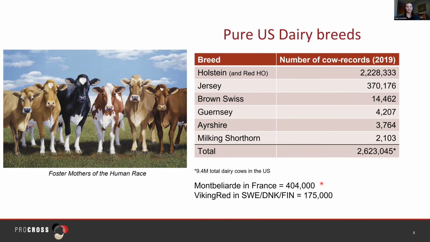The Montbelliard in France comes in with 404,000 cows in milk recording. So actually they're even a larger population than the US Jersey population is today. And then we have the VikingRed across the three countries of Sweden, Denmark, and Finland with approximately 175,000. So they're going to be a very large effective selection population, much more so than their analogous US breed, the US Ayrshire, and they dwarf that breed by many times over.